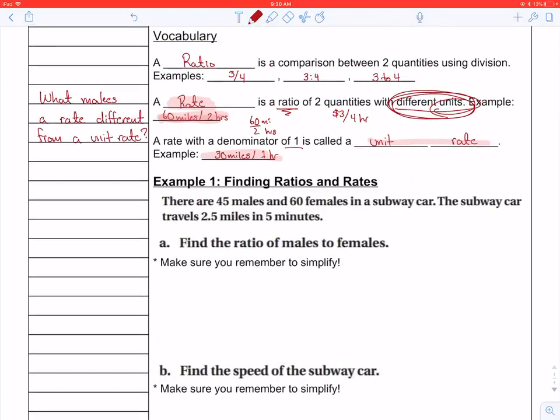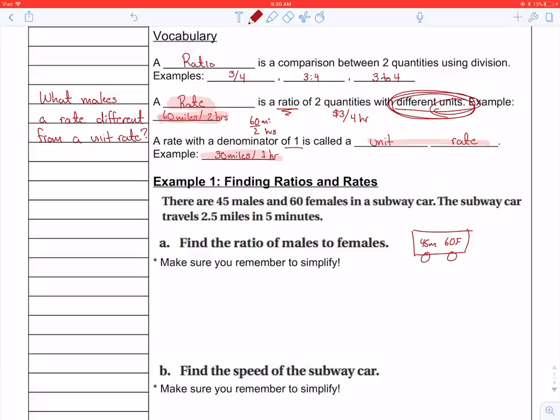Okay, so now that we've introduced some vocabulary, let's start putting it to work. So example 1, finding ratios and rates. There are 45 males and 60 females in a subway car. So here's my subway car, and there's 45 males and 60 females.